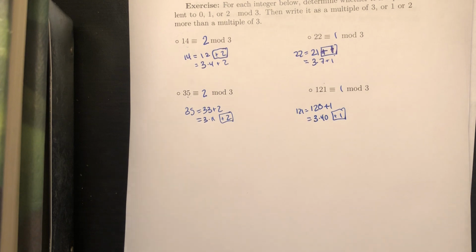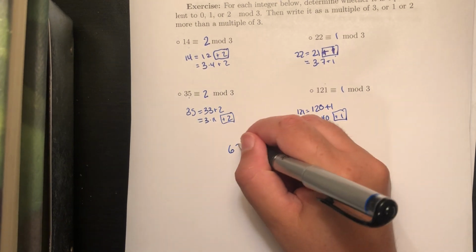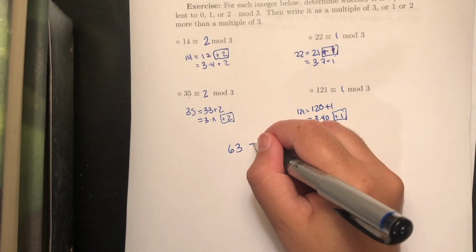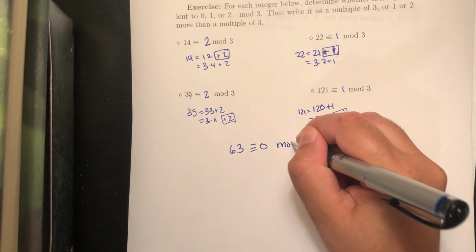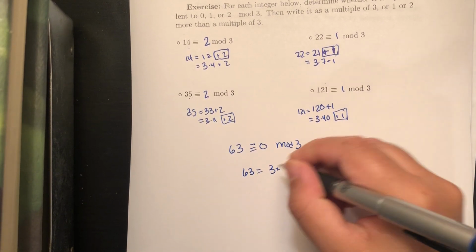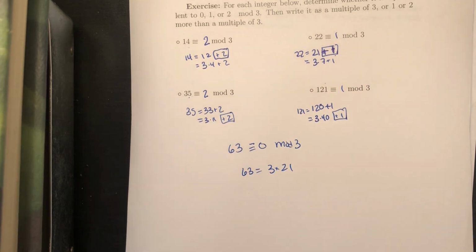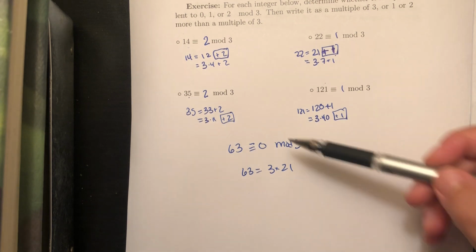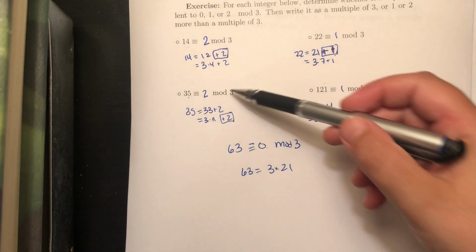So I didn't get any zeros here, but if you had tried something like 63, 63 would be equivalent to 0 mod 3, because 63 is itself a multiple of 3. It's 3 times 21. Okay, so hopefully we get the idea of what's going on here. The key takeaway is that for any integer n, you can break it up into one of these 3 cases. It's either equivalent to 0 mod 3, 1 mod 3, or 2 mod 3.